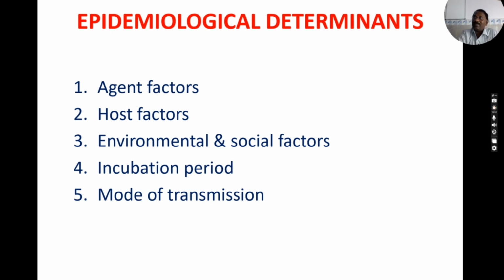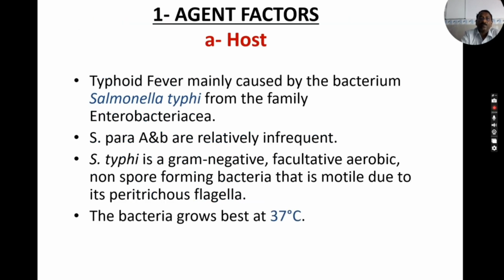So what are the determinants in epidemiology? What are some of the agent factors, host factors, environmental and social factors? What about the incubation period and mode of transmission? Typhoid fever is mainly caused by the bacterium Salmonella Typhi from the family Enterobacteriaceae. There are also Paratyphi A, B and C. They are relatively infrequent, but nowadays Paratyphi A is increasing in incidence.